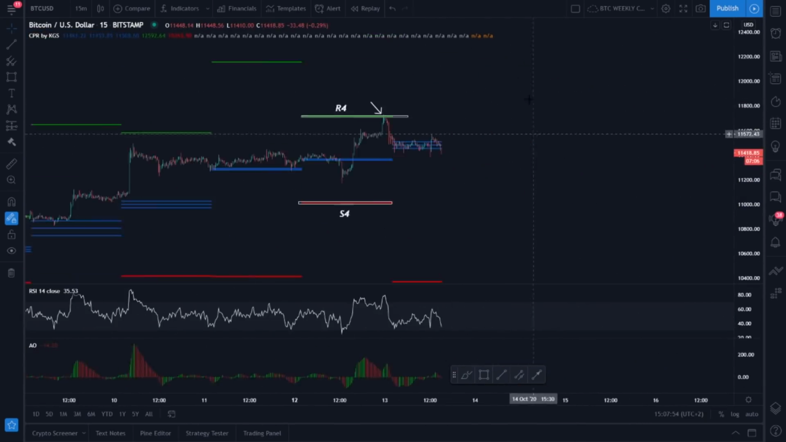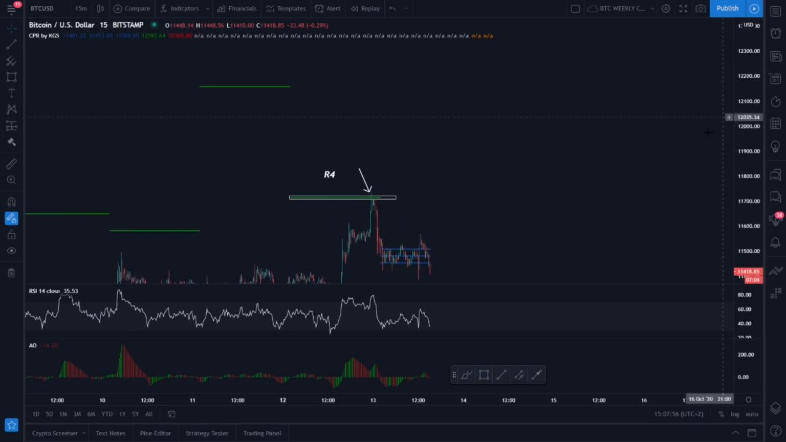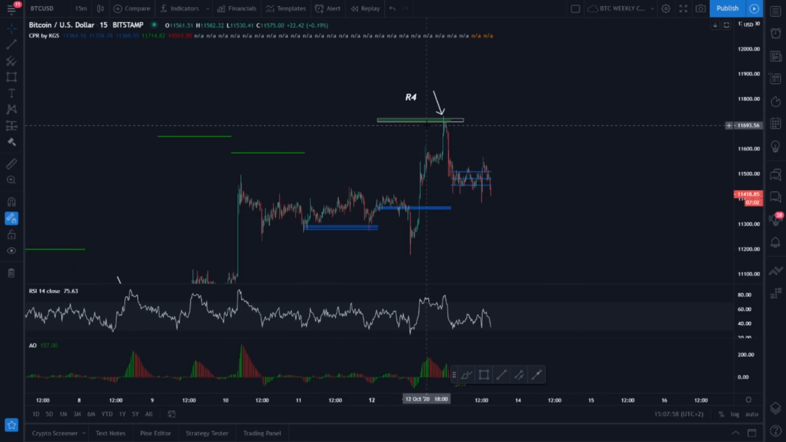CPR trading is magic, guys, because this doesn't happen often, but if you spot price reaching the daily R4 level, that is a very good sign that you can use this to your advantage. That was one reason why I took a short from this 10,620 area, somewhere around here. And another reason was looking at this RSI.